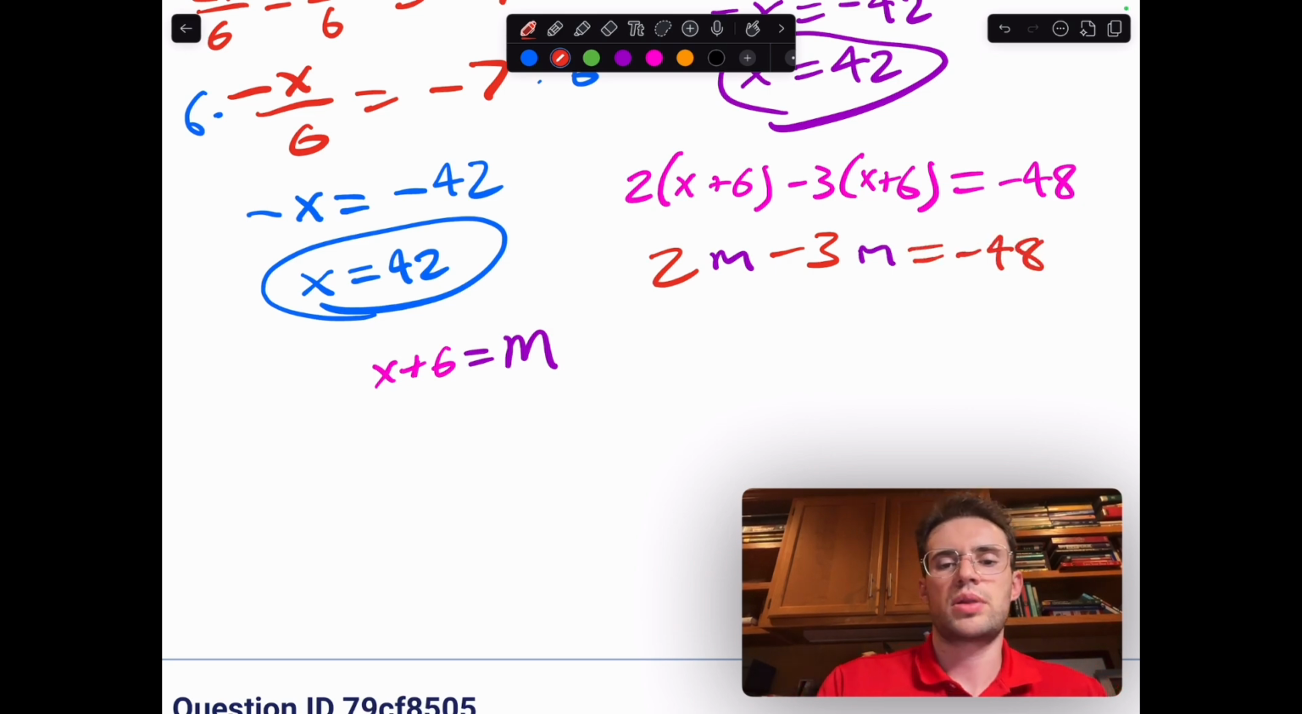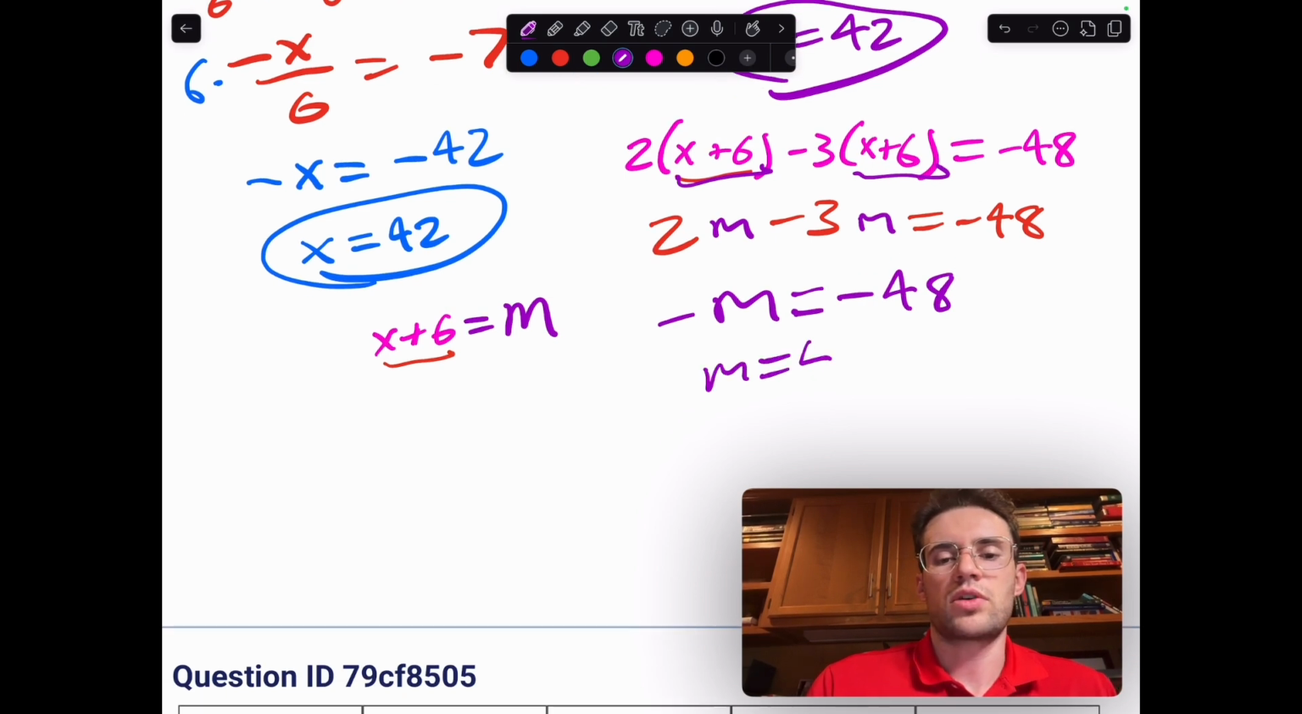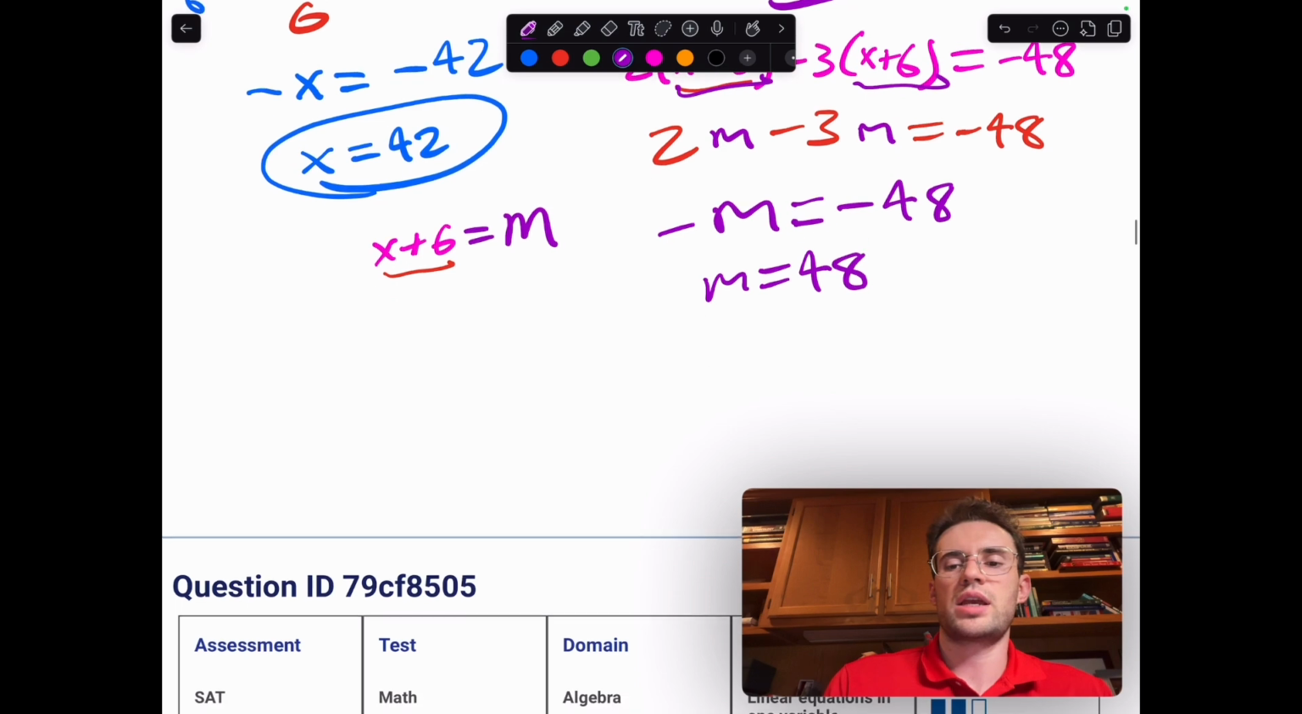All right, so again, I just plug that in place of the x plus 6's here. This is the m, this is the m, right? And then 2m minus 3m gives you negative 1m, or you could just call that negative m. And so negative m equals negative 48. And that would mean that m equals 48. Okay, so m equals 48.